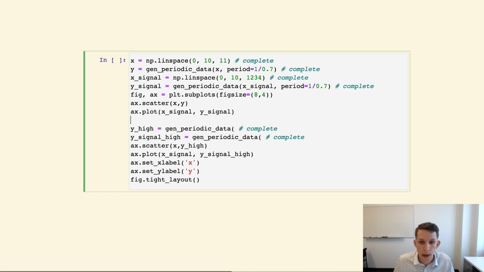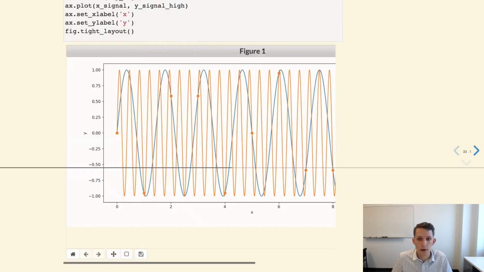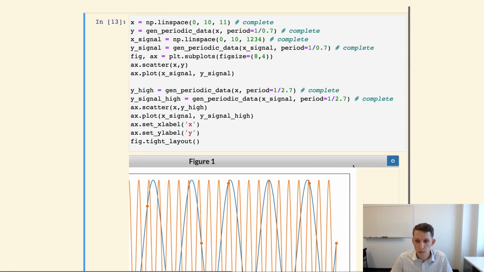And then we're going to create new data also at x. But in this case, we want the period at a frequency of 2.7. So we're going to an even higher frequency than our initial frequency. And then we're going to also generate the underlying signal, also with a period of 1 divided by 2.7. And the plotting is all there, so that looks good.